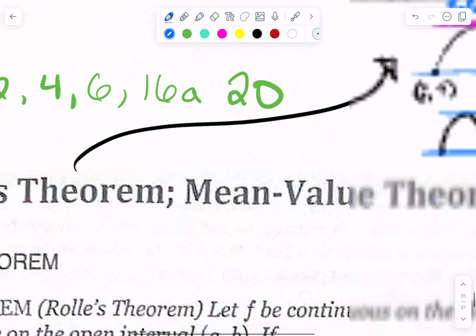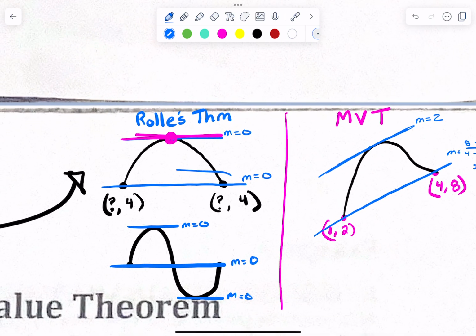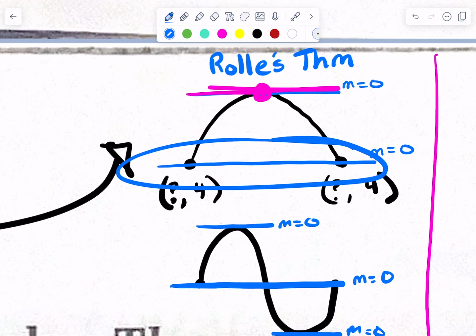So the difference between Rolle's theorem and mean value theorem: they're both saying the same thing. They're both starting from the slope between the endpoints and then saying there's another place between those two that also has that same slope. It's just that in Rolle's theorem, the slope is 0.